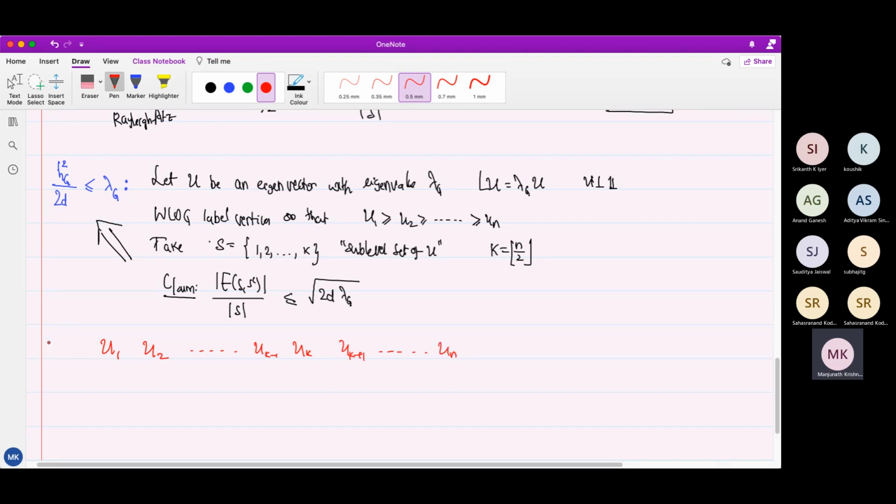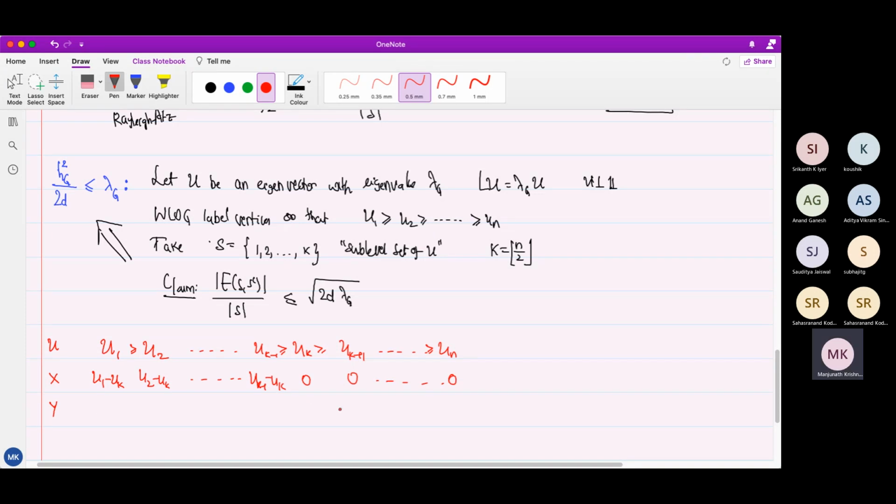Let's write the vector U like this. I define a couple of other vectors, X and Y. X is going to be, so these inequalities go this way, right? These are decreasing like this. So you take U1 minus UK, U2 minus UK, up to UK minus 1 minus UK, then this is 0 and you put 0 elsewhere. So this is this part.